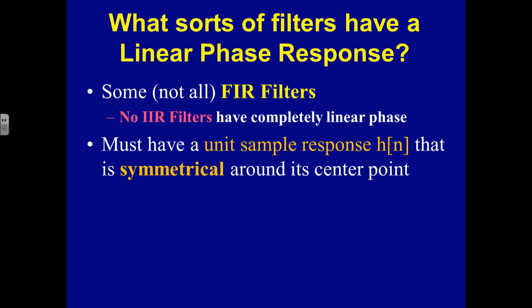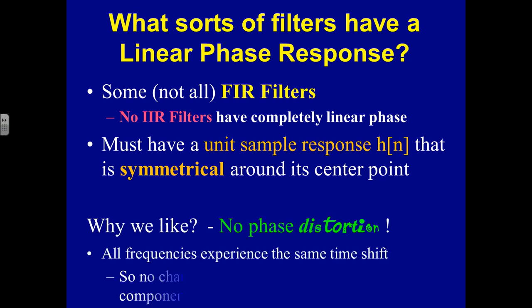The other characteristic that brings on this linear phase response is a symmetry that shows up in the unit sample response. In fact, for a filter to have this linear phase response, the unit sample response h of n has to have some symmetry around its center point. It can be even symmetric around its center or odd symmetric, it doesn't matter, but as long as it has one of those two symmetries and it's an FIR filter, I'll have a linear phase response in my discrete time Fourier transform frequency response.